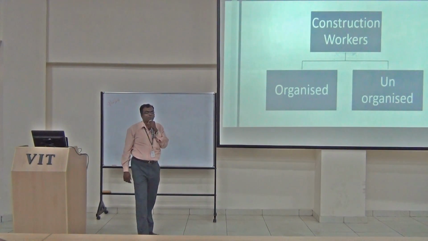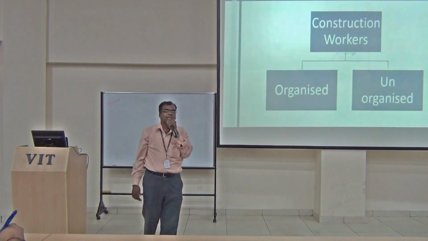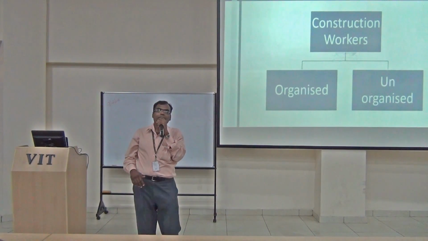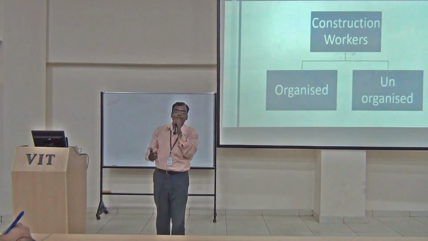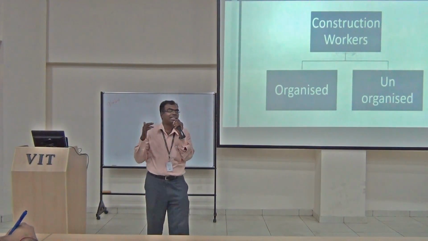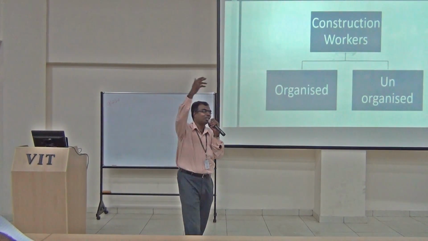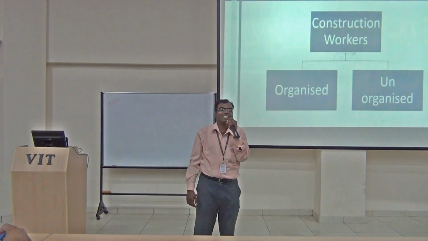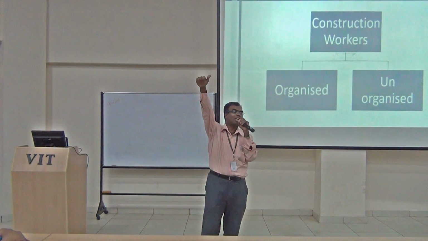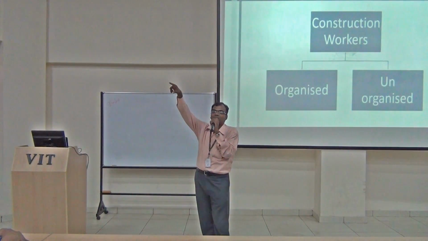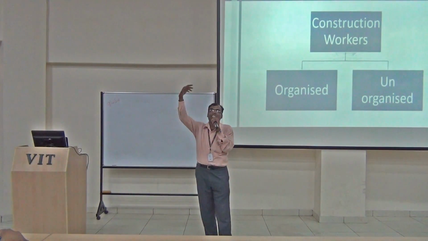So basically there are two things, the organized sector and the unorganized sector. Organized sectors will have a trade union. How many of you have seen trade unions? Who have not seen a trade union? If you go to Katpadi station, you'll see SRMU, Southern Railway Mazdoor Union. That's an example of a trade union.